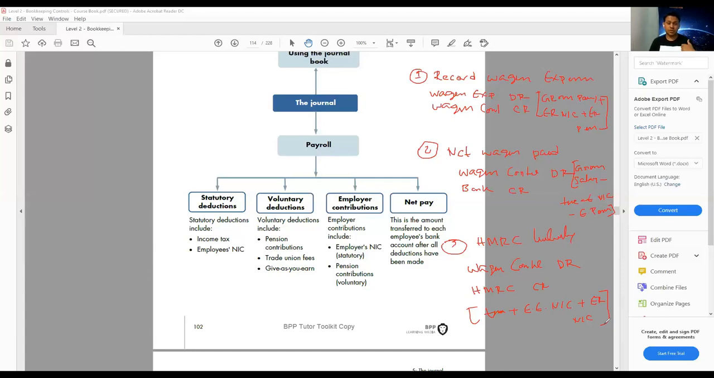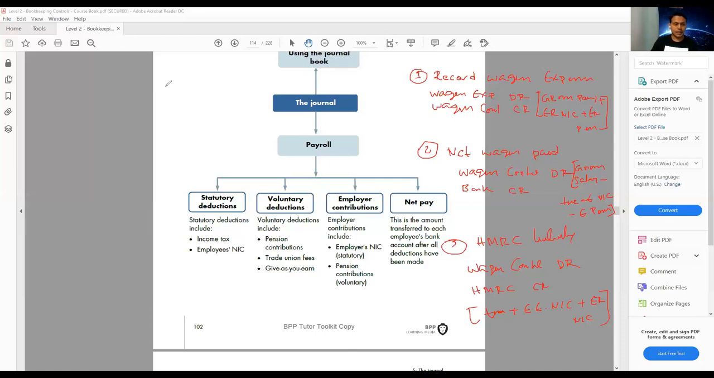The first one, record wages expense. So wages expense debit, wages control credit. The amount will be gross wages plus employer's NIC plus employer's pension. The next one will be net wages paid. That will be gross wages minus tax minus employee national insurance minus employee pension, so any deduction from the employee. Then the third one will be HMRC. In HMRC, you only pay two things, tax and the national insurance, not the pension.